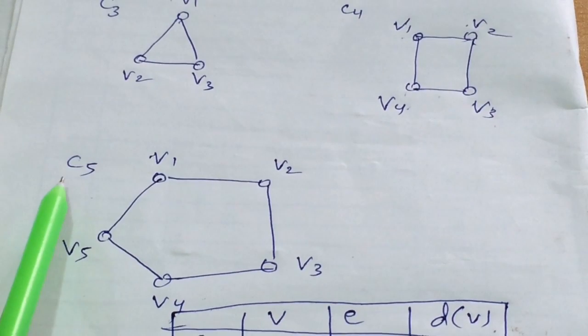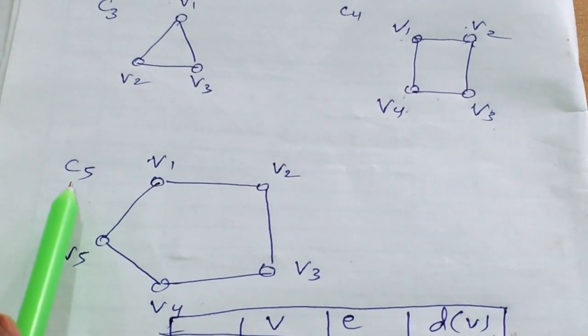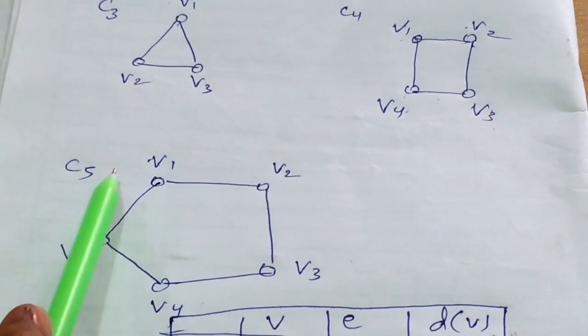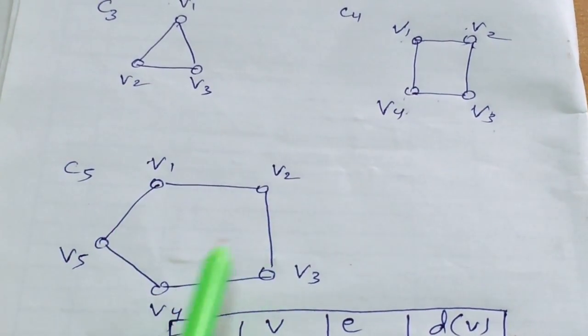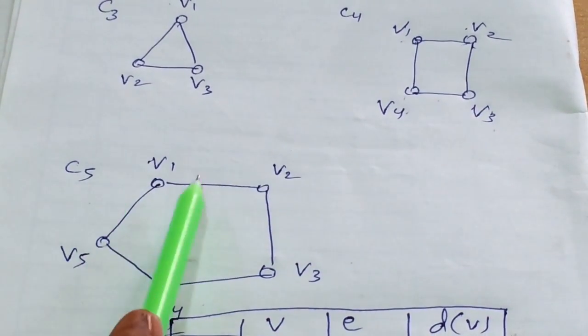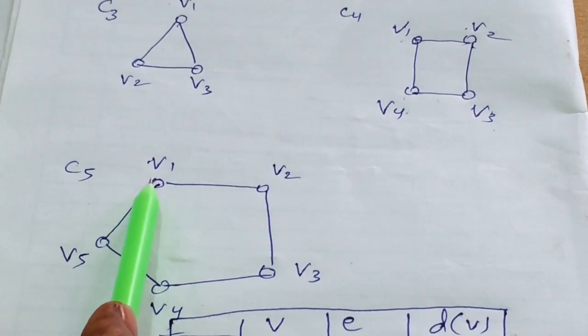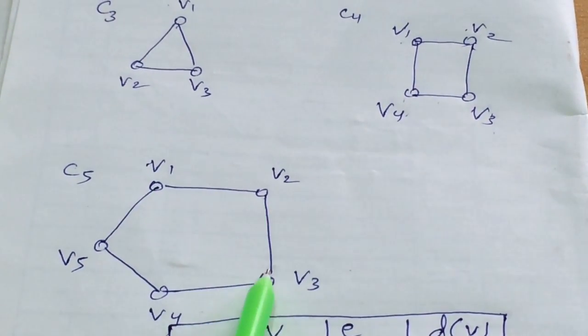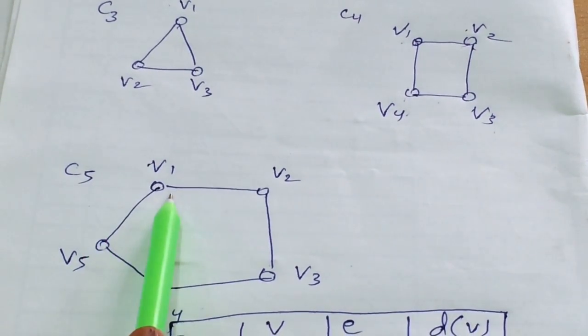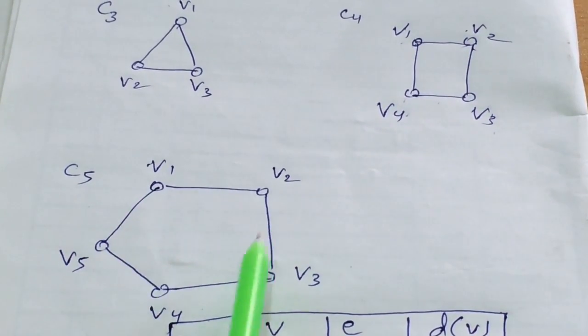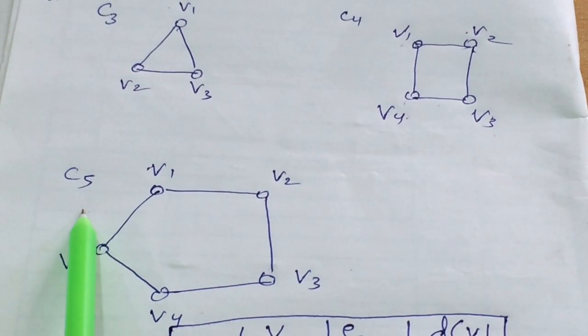So this is a cycle graph of four vertices. C5 is the cycle graph which has five vertices. v1, v2, v3, v4, v5 are the vertices, and there are edges between v1 and v2, v2 and v3, v3 and v4, v4 and v5, and then again v5 to v1. So this is a cycle graph containing five vertices.